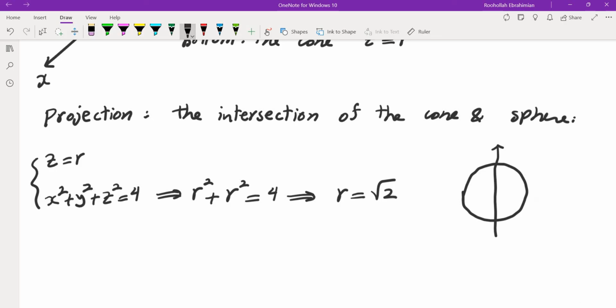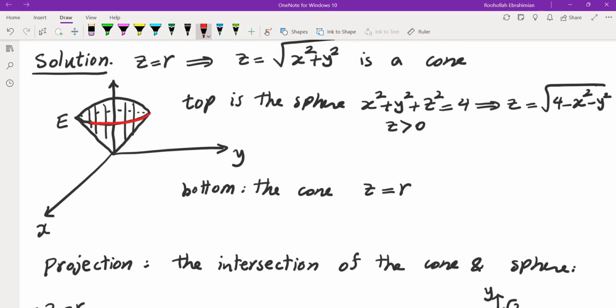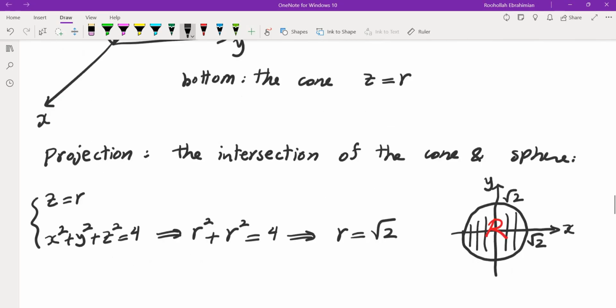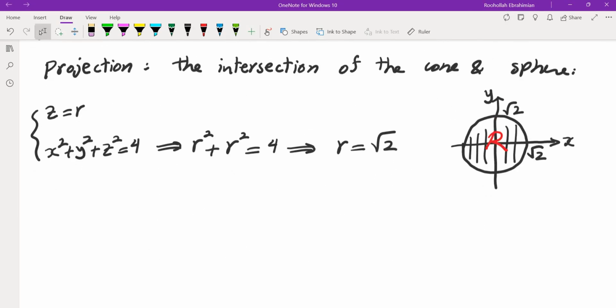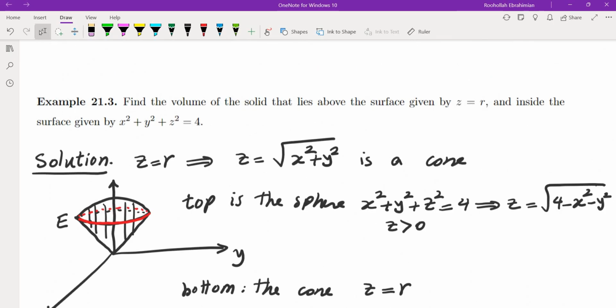Okay, so now given that the projection is a disk of radius root 2, we realize that it is best to use cylindrical coordinates, or at least it might be the best to use cylindrical coordinates. So this is the projection. Notice that the projection is the widest part of the solid. So now we can write down the volume. So what is the volume?